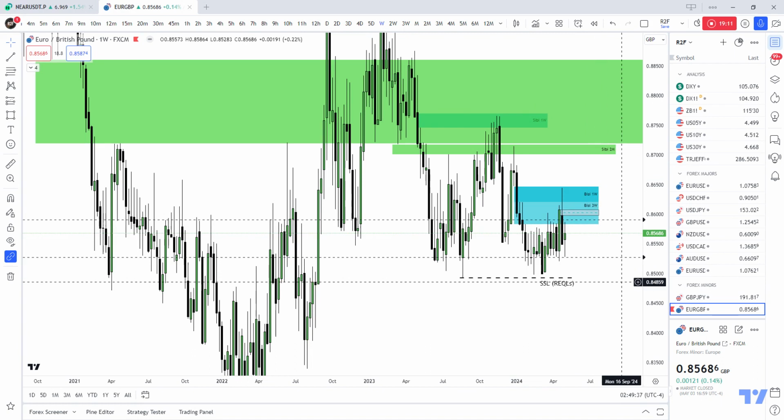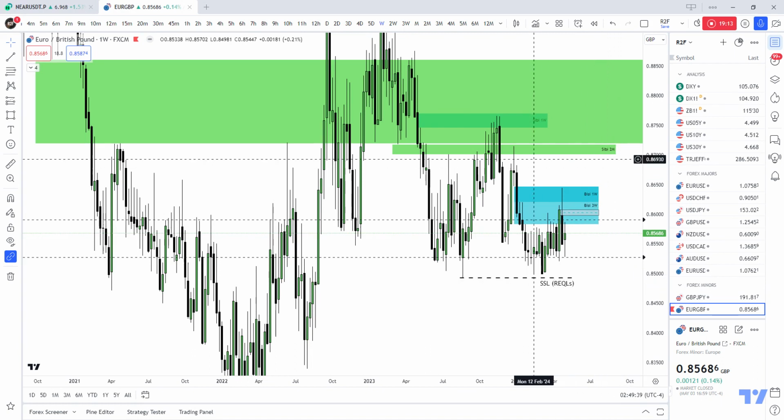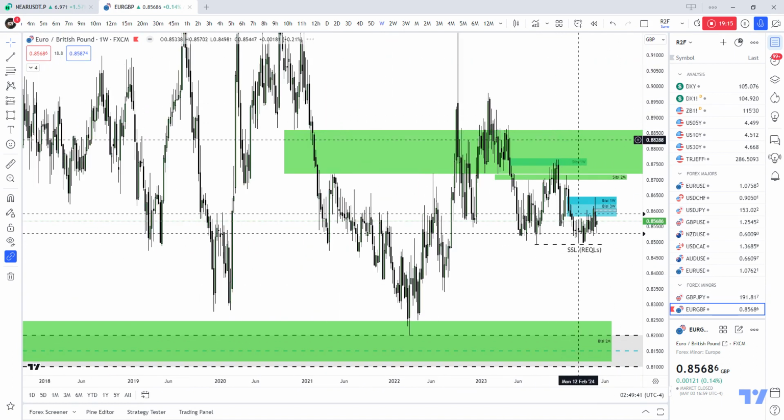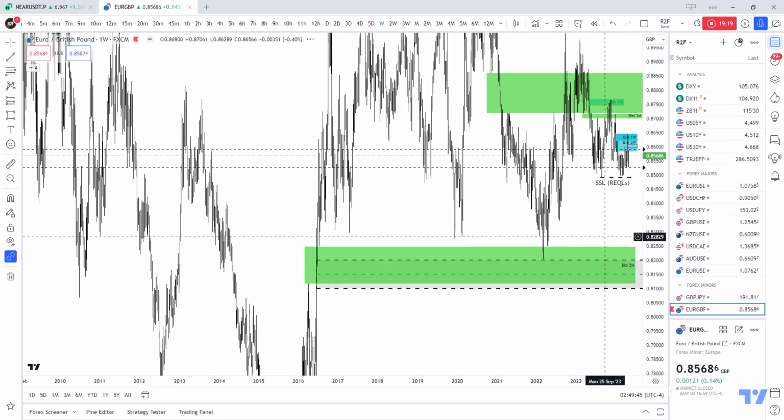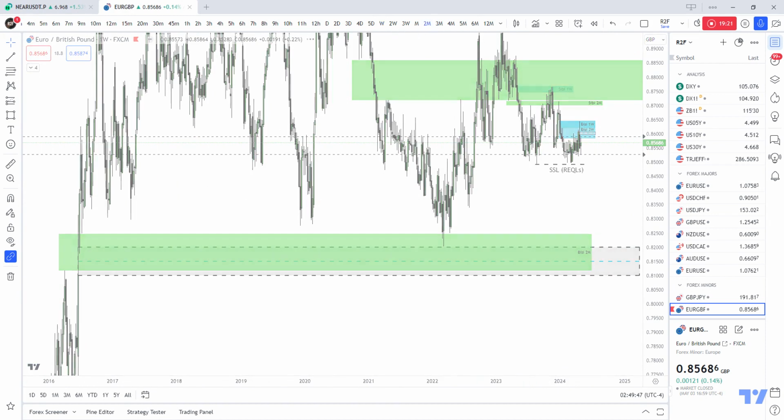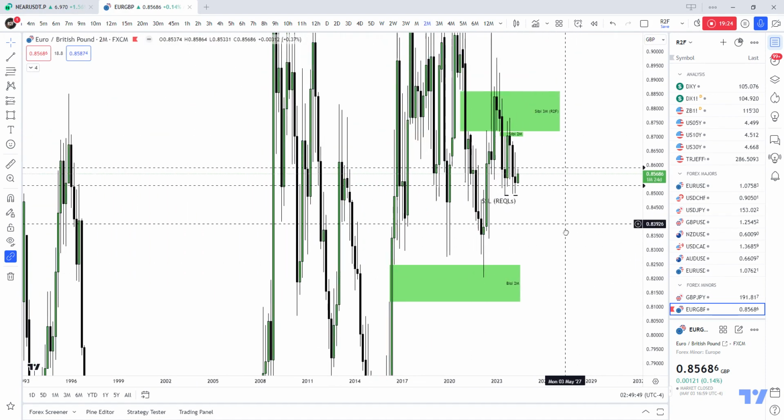I think we'll take out this low. I think we'll take out this low before we ever move higher, right? So right now my focus is on this low, and then we'll see where we can go from there. Yeah, we came into this 2 months.